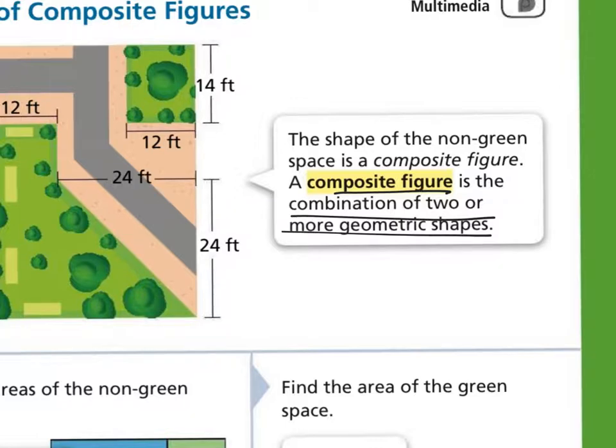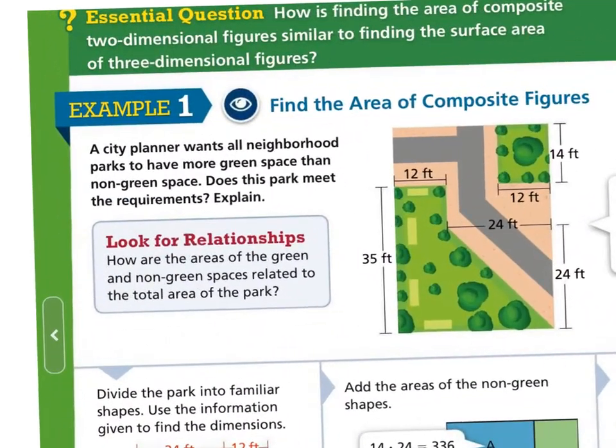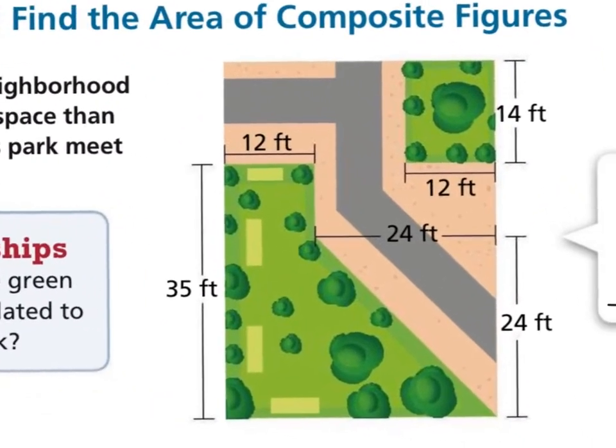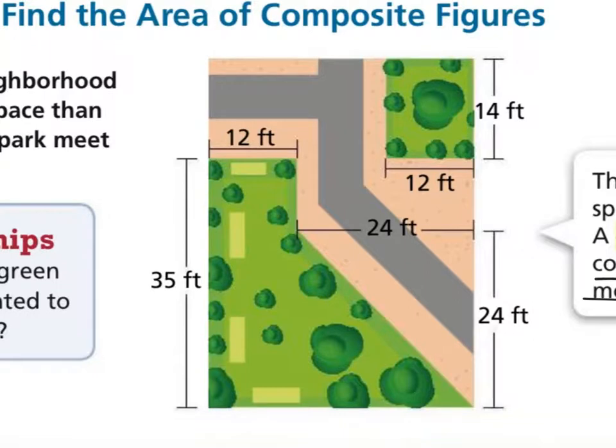In other words, if they give me something and I can't directly figure out the area of it, and I have to split it up into smaller sections, that's what we mean by a composite figure. So, example 1: a city planner wants all neighborhood parks to have more green space than non-green space. Does this park meet the requirements? All right. So green space and non-green space. We have to split this up because non-green space, I don't know how to find the area of that. Green space, I get the rectangle in the corner there, but I don't get this other part. So we've got to split them up.